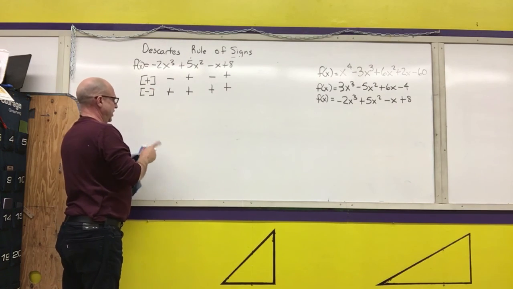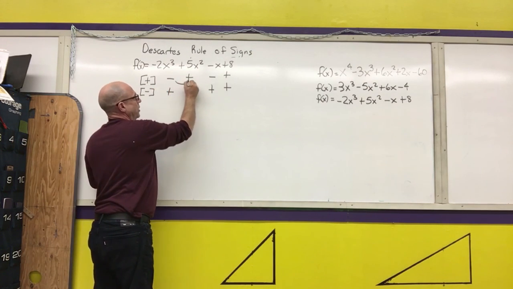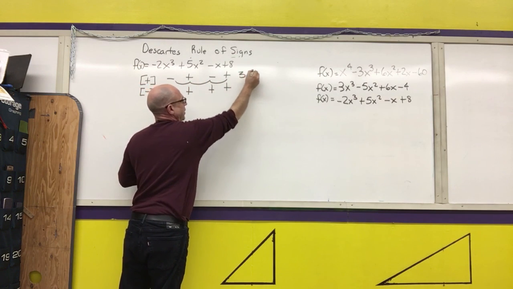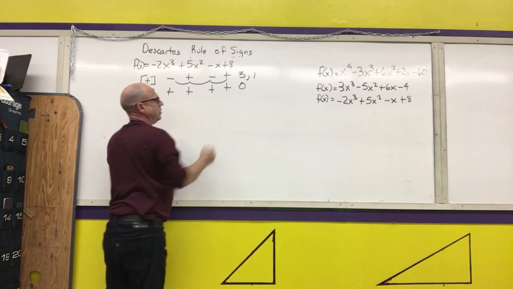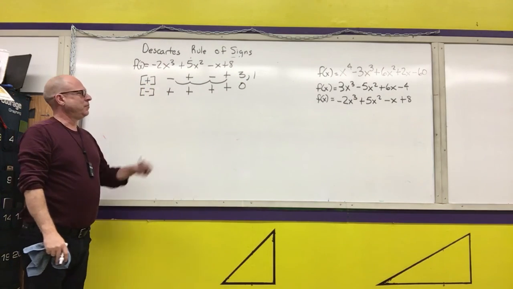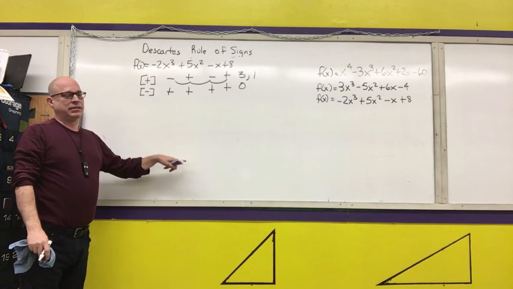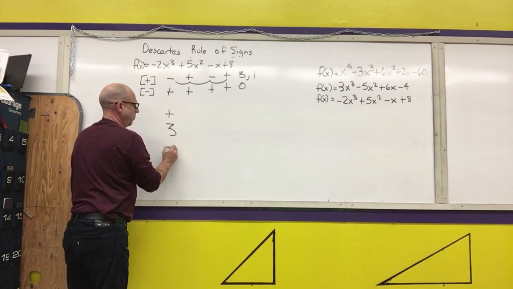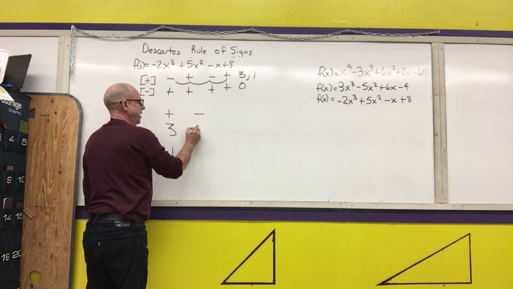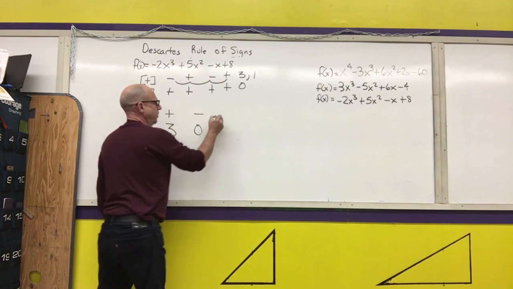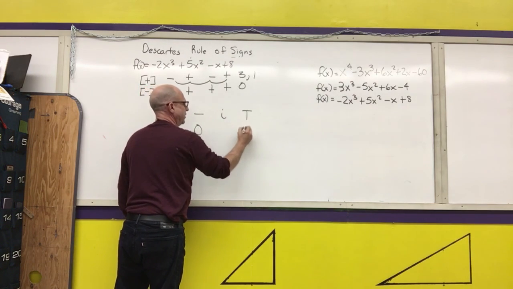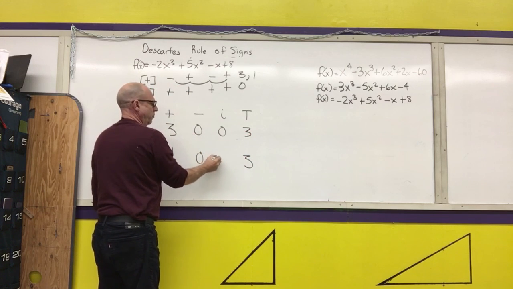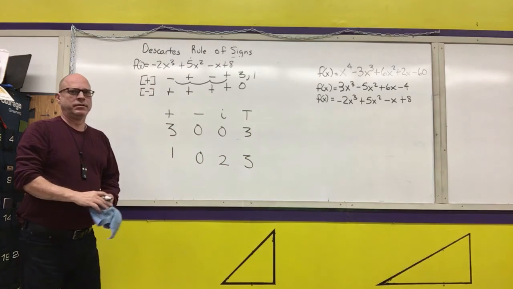Count my number of sign changes. 1, 2, 3. Subtract 2 from that, I get 1 and 0. And I will have the exact same table that I had in the last problem. For positive roots, I either have 3 or 1. For negative roots, I have 0. Therefore, for imaginary roots to give my total to equal 3, there will be 0 in this case, or there will be 2 in that case.